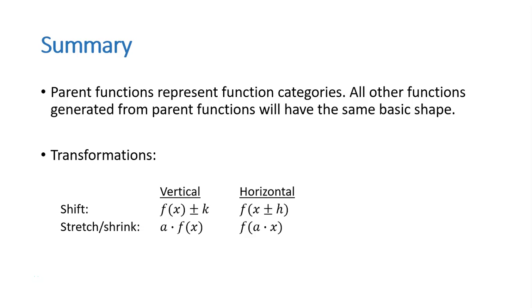A stretch or a shrink comes when we multiply the function or the input by a number. Remember, the number we multiply by is going to determine whether it's stretching, in other words, pulling the tails apart, or compressing, pushing the tails together. And then finally, we have reflections. So if we multiply the function or the input by a negative specifically, that's either going to reflect our graph vertically if we're multiplying the function by a negative, or horizontally if we're multiplying the input by a negative.